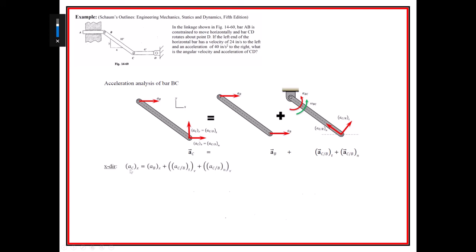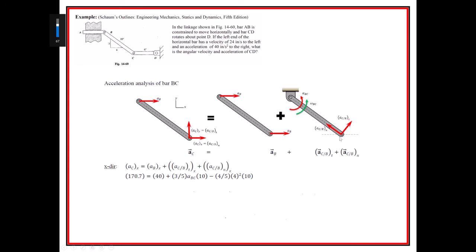In the x direction, we already know what this horizontal component is right there. We just got it from the previous analysis. So we march through this in the horizontal direction. We say this plus, now we have to break this guy down right here. We know that the tangential acceleration of this point C with respect to B is going to be that alpha BC right here, times the distance right here.